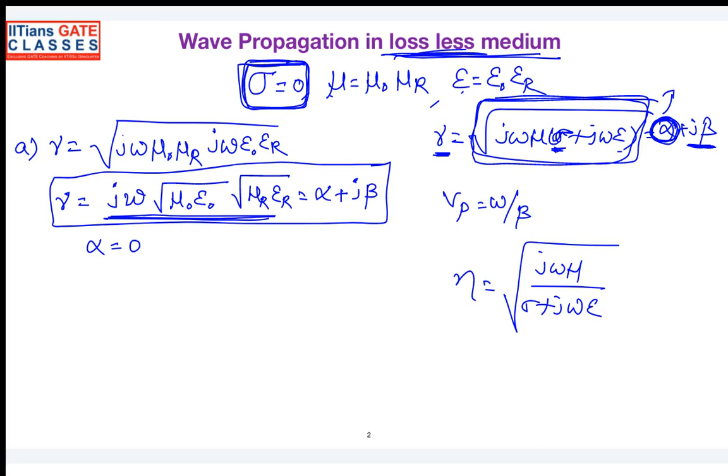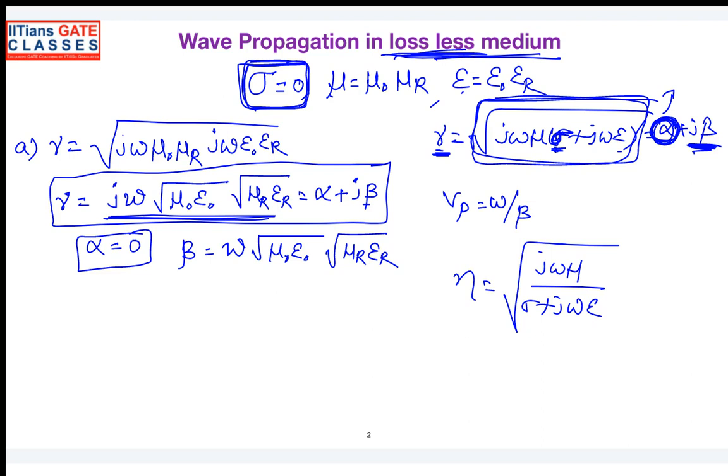Okay, anyhow, fine. So in order to have a lossless medium, my alpha has to be equal to 0, which means that your gamma becomes purely imaginary, provided the first condition is 0. That's what you have seen. So when alpha is 0, you can say that attenuation is 0. And by comparing the value of beta, what will you get? Omega root mu naught epsilon naught into root mu r epsilon r. So this is the value of your phase constant.